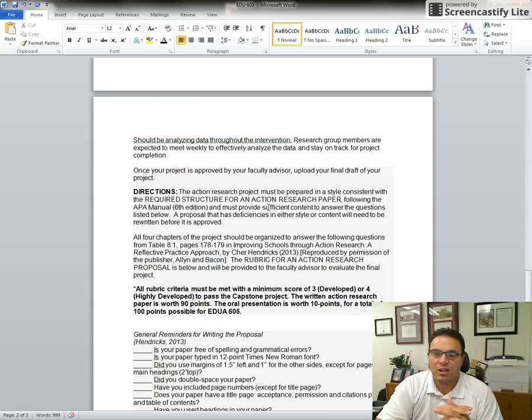Make sure to use the APA manual, 6th edition. Make sure that you organize your questions from table 8.1, and that's pages 178 to 179 in Improving Schools Through Action Research. So look at that. Look at the rubric. Make sure that it's met with the minimum of a score of 3, developed, or which would be preferred is a highly developed to pass the capstone project.